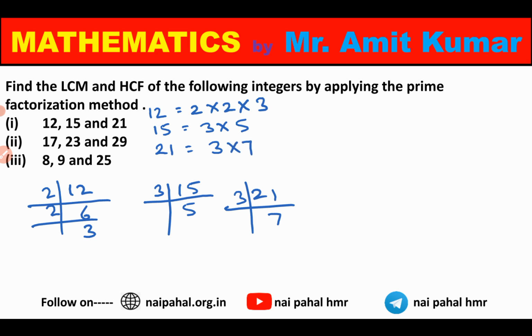So in that case, what would be the common factor? HCF is the common part, 3 is common, so HCF will be 3. And what is the part that is not common? 2, 2, 5, 7. 2 2s are 4 and 4 3s are 12. 12 5s are 60 and 6 7s are 42, so 420 will be our LCM.